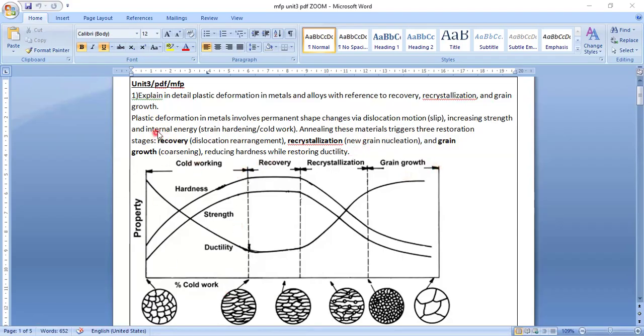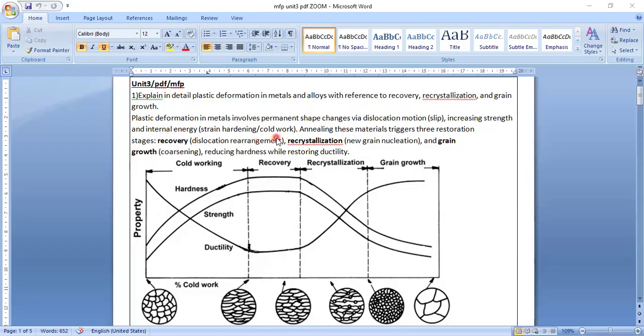Plastic deformation in metals involves a permanent shape change via dislocation motion. Once the plastic deformation takes place, the metal takes a permanent shape. The slipping happens inside the atoms and molecules, so the deformation is permanent. By doing this plastic deformation, it increases the strength of the object, and it also increases the internal energy.